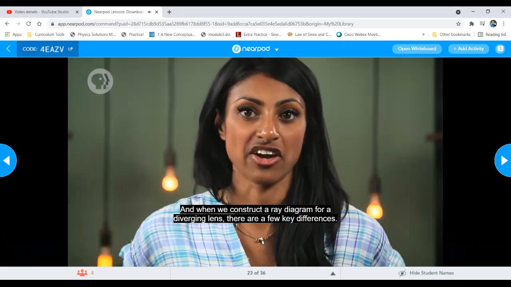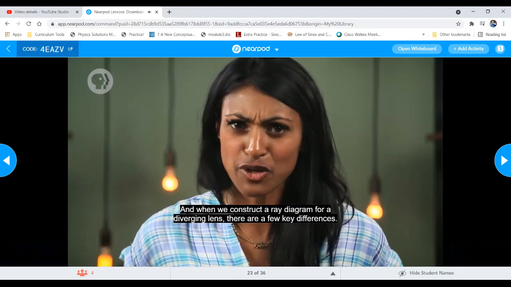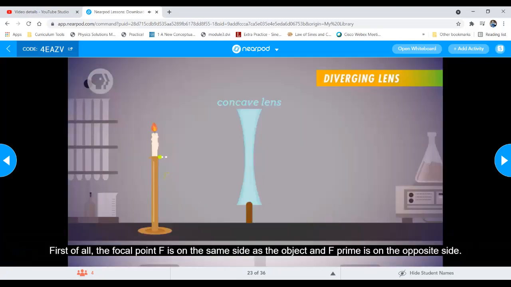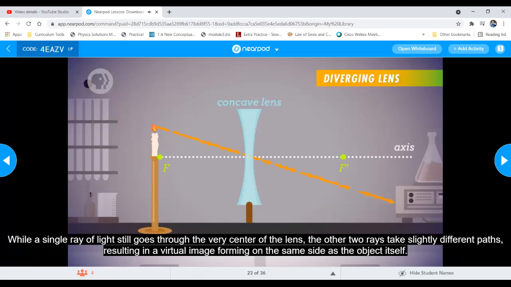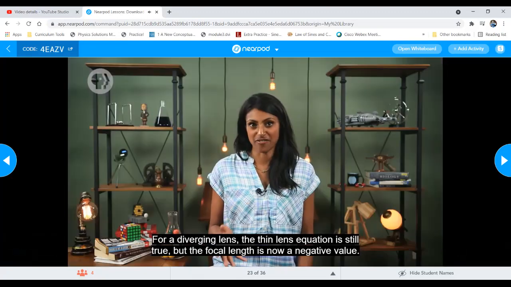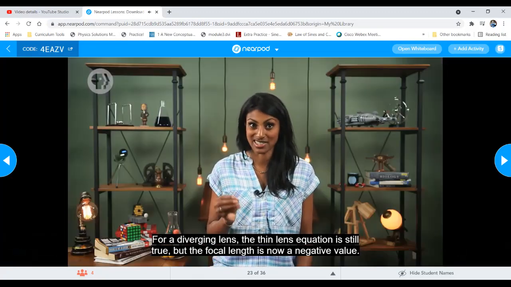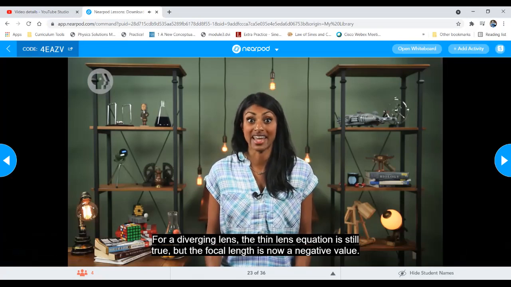When we construct a ray diagram for a diverging lens, there are a few key differences. First of all, the focal point F is on the same side as the object, and F prime is on the opposite side. While a single ray of light still goes through the very center of the lens, the other two rays take slightly different paths, resulting in a virtual image forming on the same side as the object itself. For a diverging lens, the thin lens equation is still true, but the focal length is now a negative value.